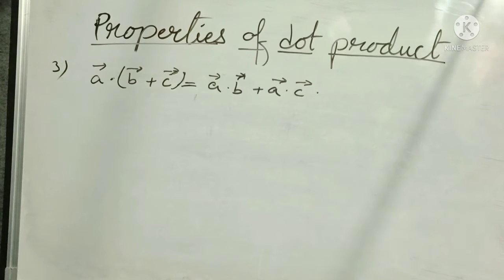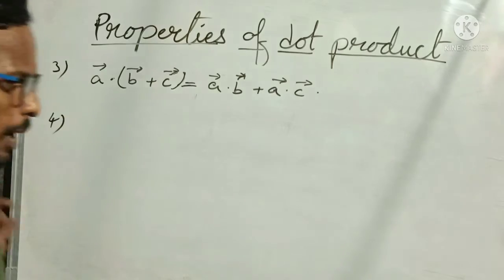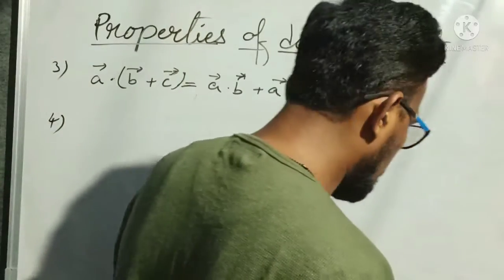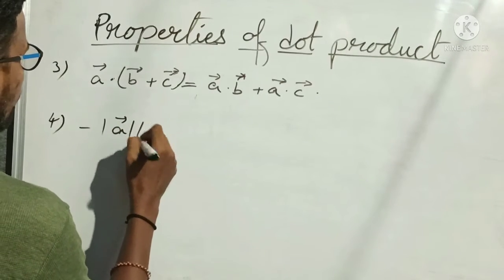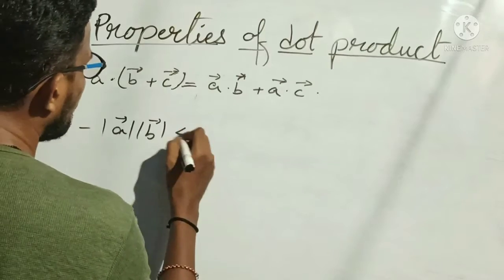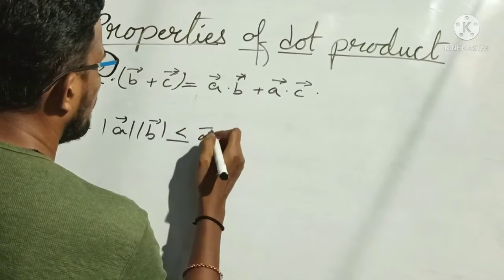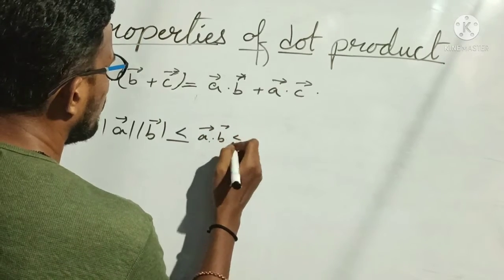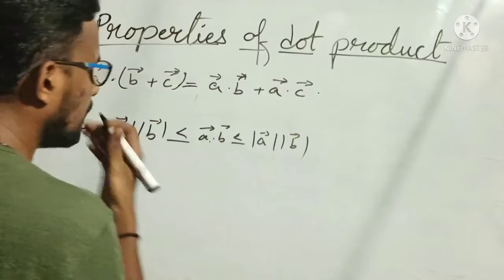This is also possible. Okay, this is the third property. Next, fourth property. What's there in fourth property? Okay, very important. Minus modulus of a bar into modulus of b bar is less than or equal to a bar dot b bar, which is less than or equal to modulus of a bar into modulus of b bar.